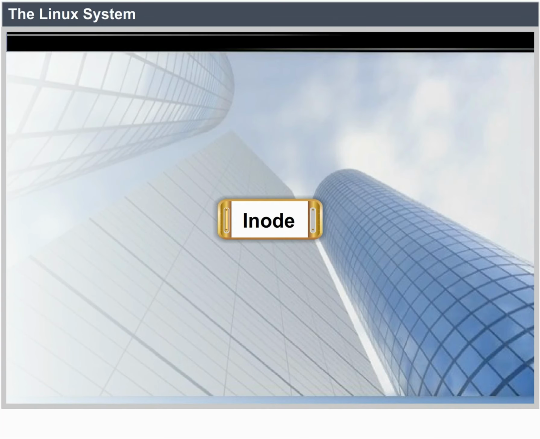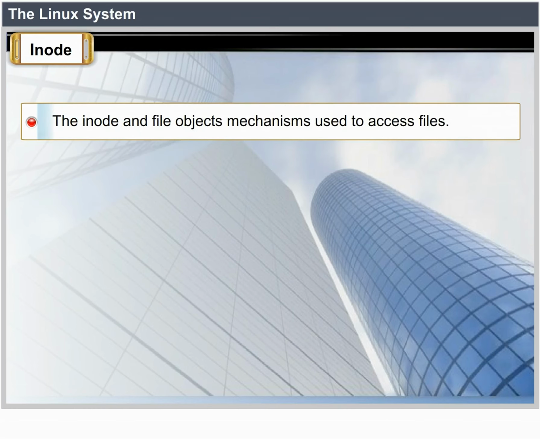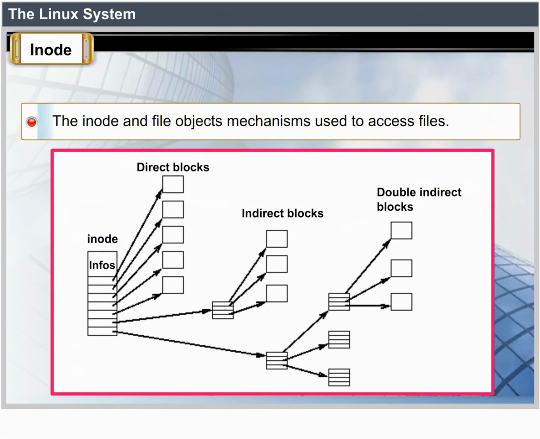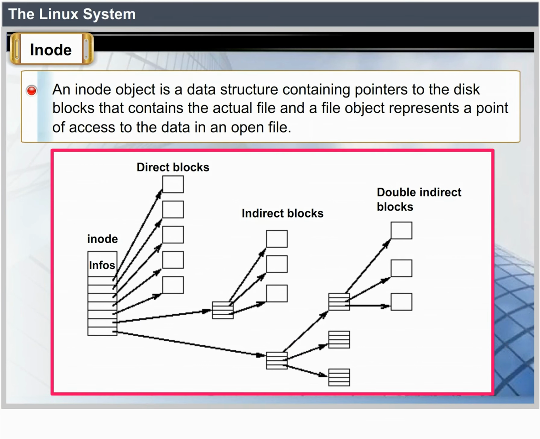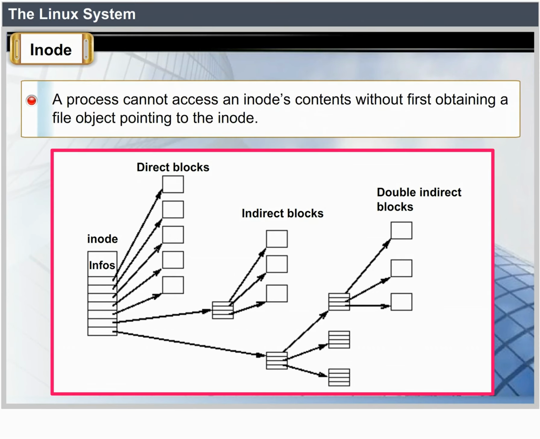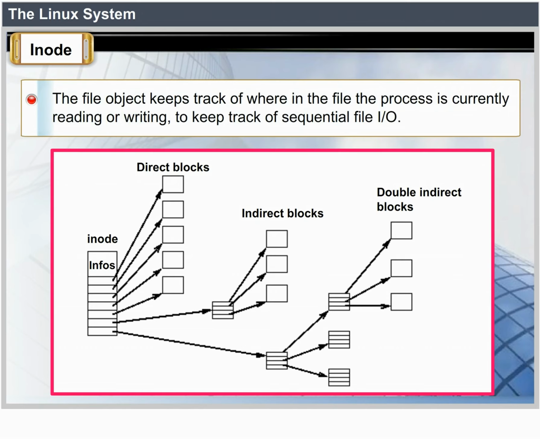Inode. The inode and file objects are mechanisms used to access files. An inode object is a data structure containing pointers to the disk blocks that contain the actual file contents, and a file object represents a point of access to the data in an open file. A process cannot access an inode's contents without first obtaining a file object pointing to the inode. The file object keeps track of where in the file the process is currently reading or writing to keep track of sequential file I/O.